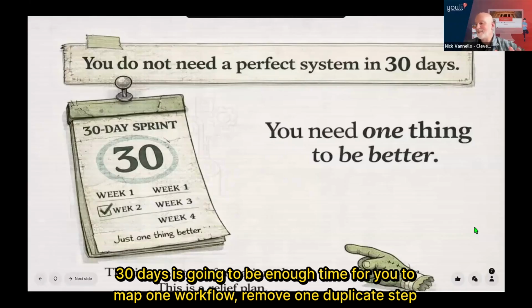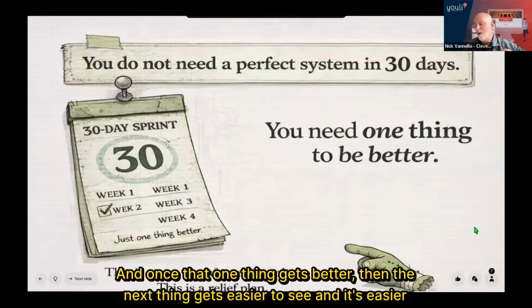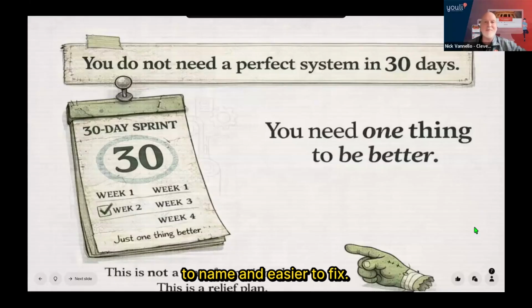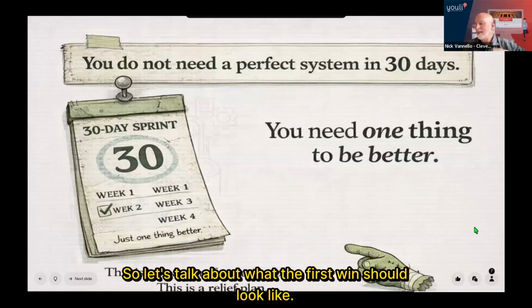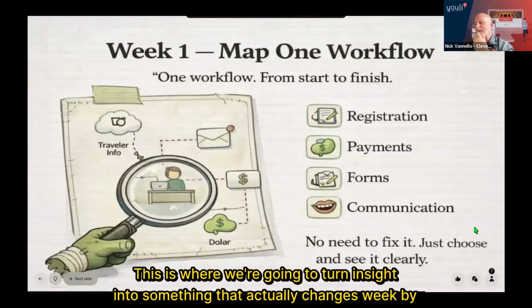30 days is going to be enough time for you to map one workflow, remove one duplicate step, and stop one recurring headache. It's enough time to feel less behind. And once that one thing gets better, then the next thing gets easier to see, and it's easier to name and easier to fix. So let's talk about what the first win should look like. All right. This is where we're going to turn insight into something that actually changes week by week.